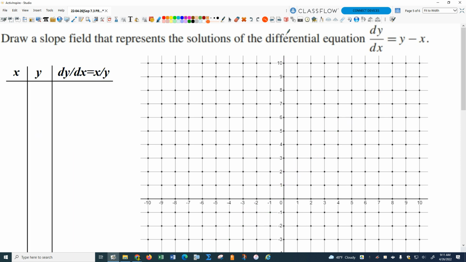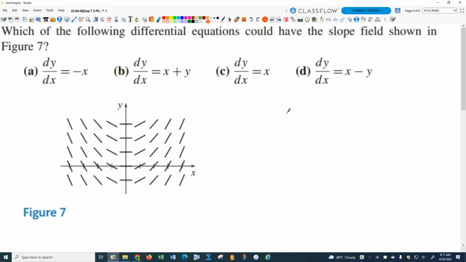All right, so another kind of question that you're going to see is stuff like that. Like on the AP test, this is the kind of stuff, I remember, you see a lot of these. Which of the following differential equations could have the slope field shown in figure 7? How would you check that?